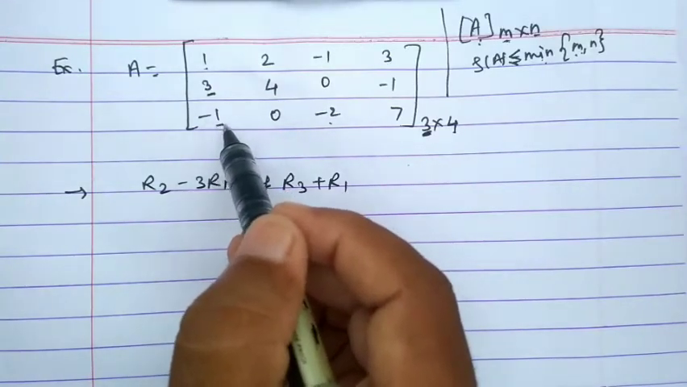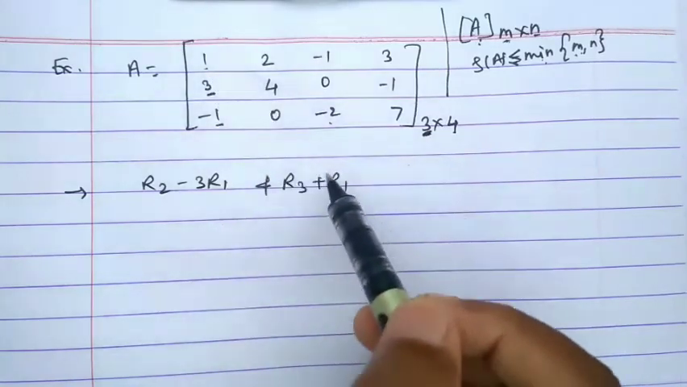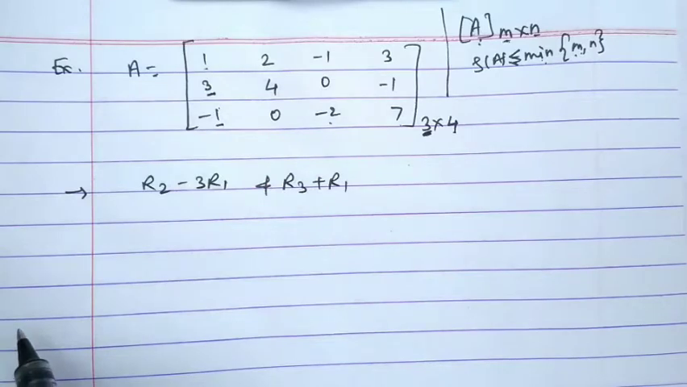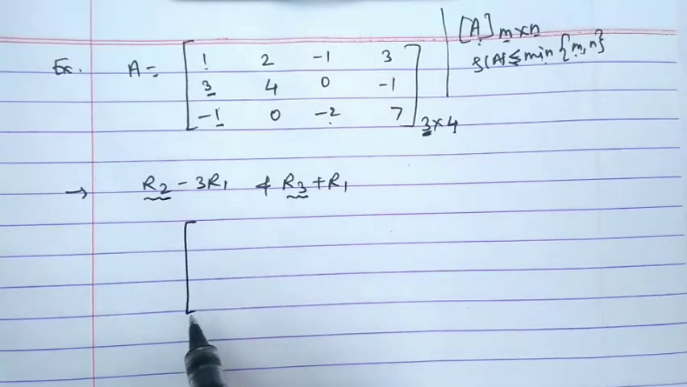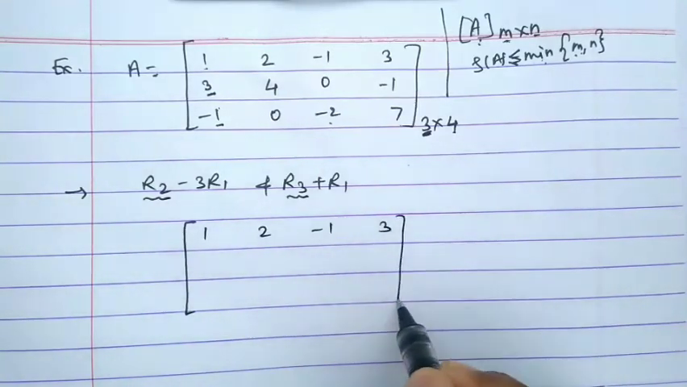In R3 the first element is minus 1 and in R1 the first element is 1. If you take the addition, this minus 1 plus 1 becomes 0. We have to make here and here 0. So there is change in R2 and R3. R1 as it is. So 1, 2, minus 1, 3 as it is.